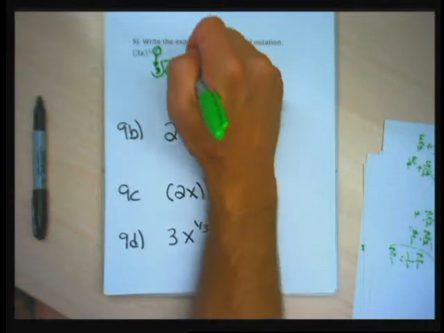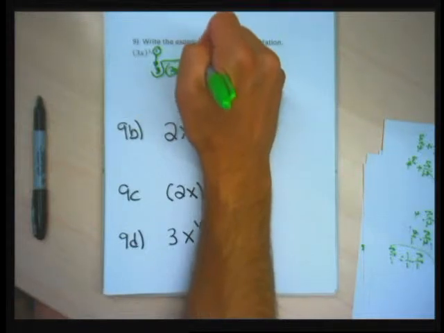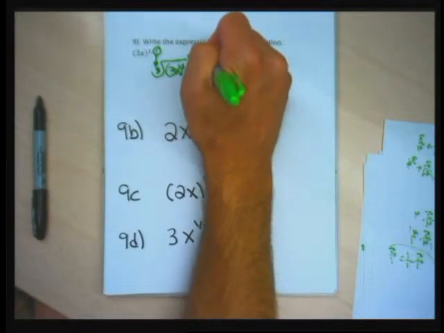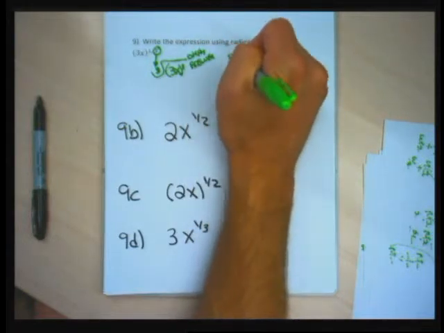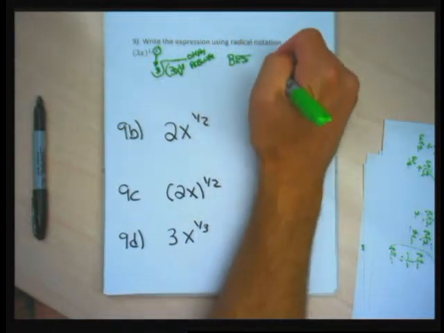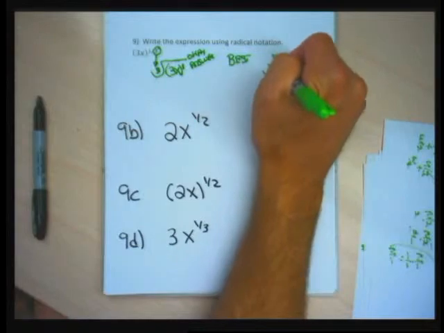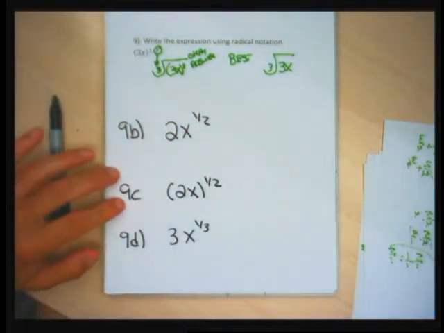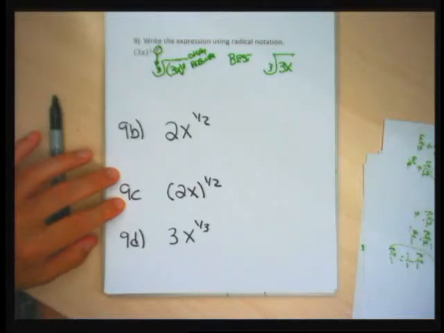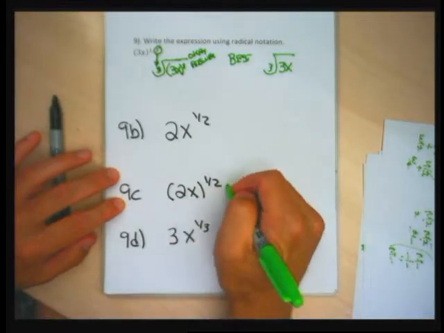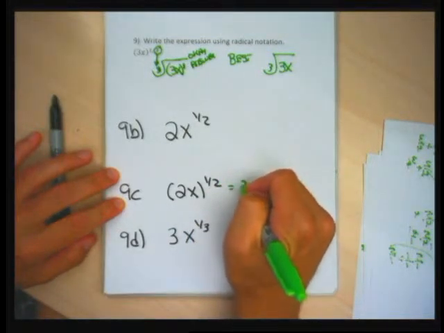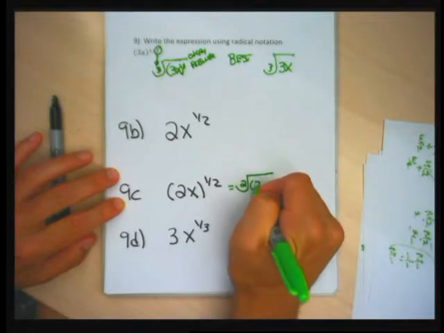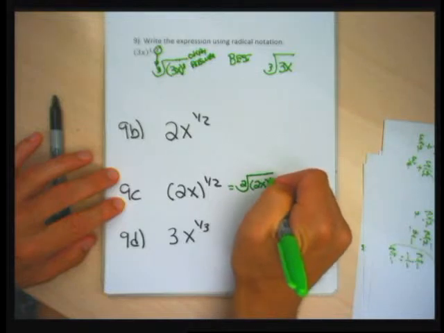So although this is an okay answer to the real number 9, it's not the best answer. The best answer would be to write this as the cube root of 3x. Of the 3 extra problems that I made up, part C is real similar. Part C, because the number's in a parentheses, I'd say this is the second root of 2x to the first power.